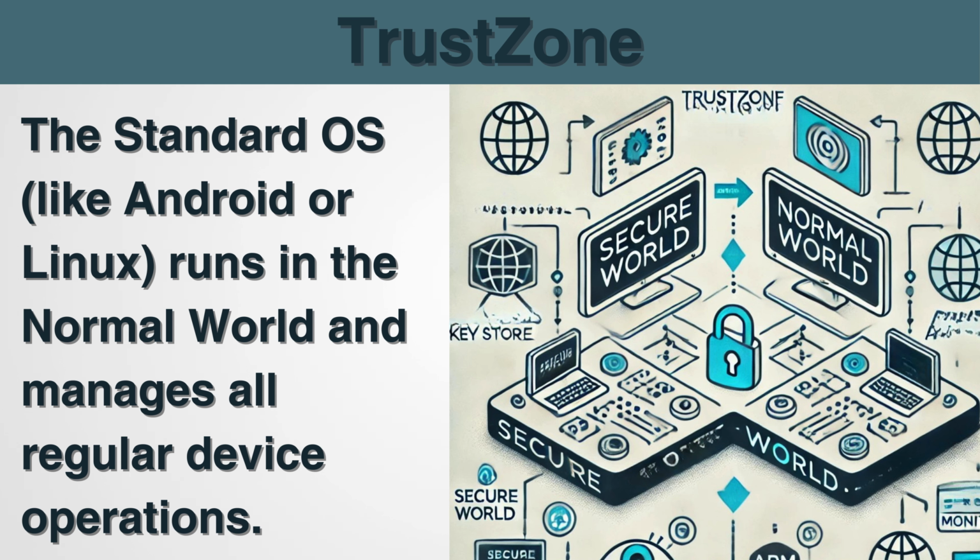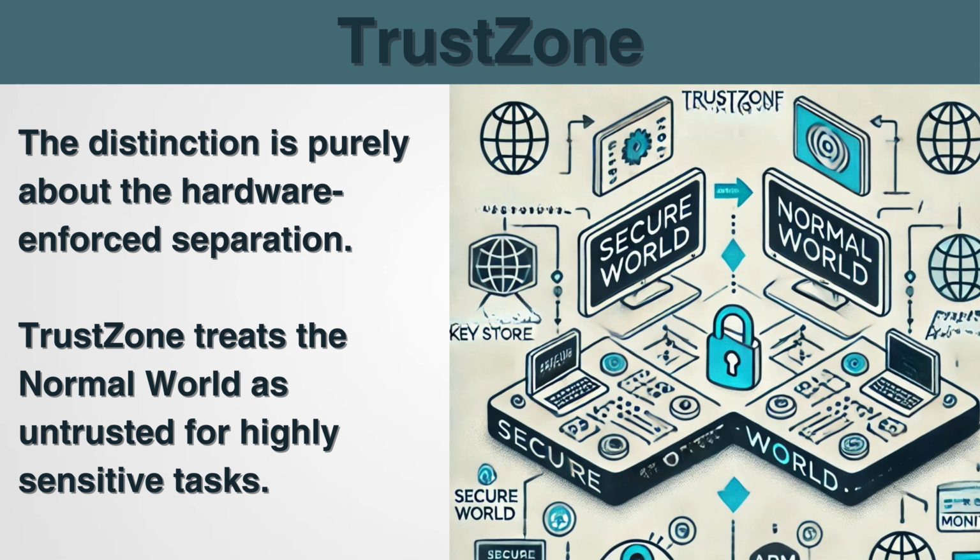The standard OS, like Android or Linux, runs in the normal world and manages all regular device operations. This does not mean Android or Linux are inherently insecure. Both can be highly secure depending on configurations and security practices. The distinction is purely about the hardware-enforced separation. TrustZone treats the normal world as untrusted for highly sensitive tasks.